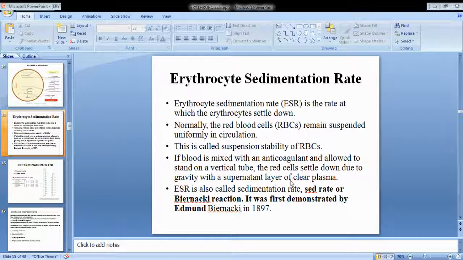What we are going to see now is about erythrocyte sedimentation rate. Are you able to see the slide?